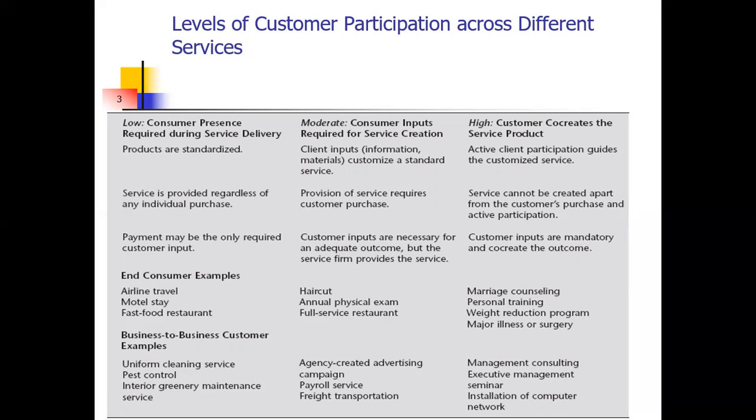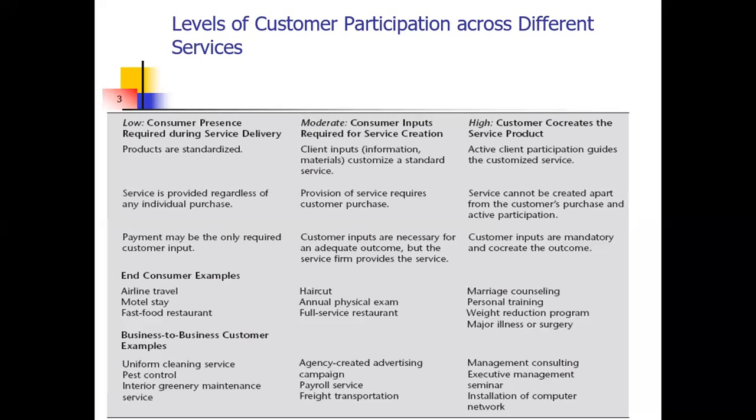So if you see the involvement of a customer in service creation and service delivery, there are three major categories. The first is low, where consumer presence is required during service delivery only. In the case of moderate, customer input is required for service creation. See how we are rating from low, moderate, to high. In the case of low, your presence is only required in order to deliver the service. Without your presence the service cannot be delivered, though it can be created. The service can be created, but your presence is only required during service delivery.